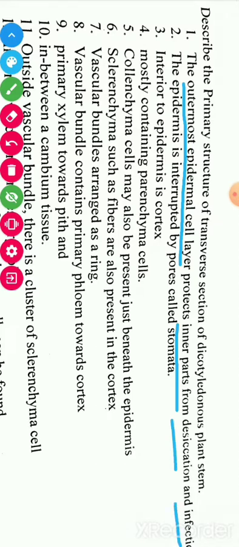The epidermis is interrupted by pores. So what are these pores? They are stomata. The epidermis is interrupted by pores called stomata.